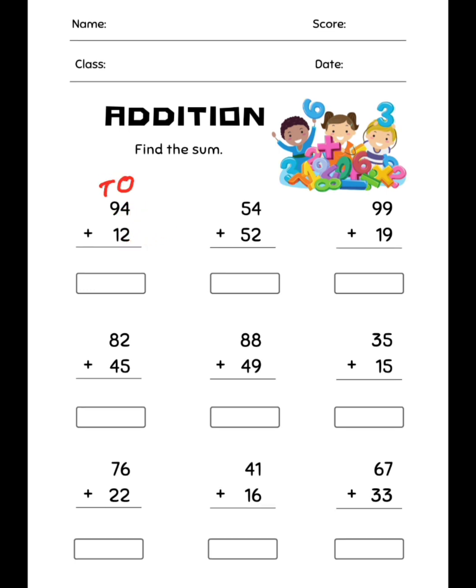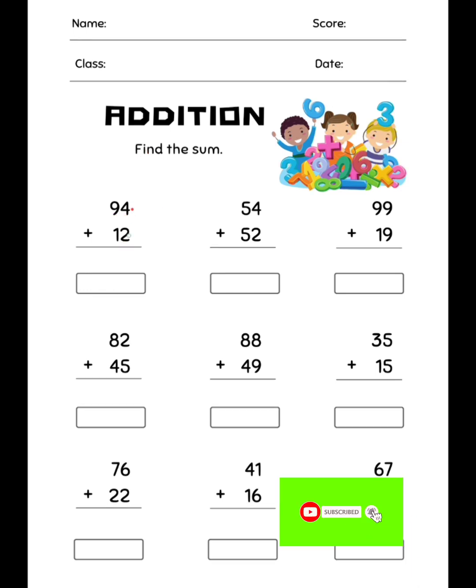When you find 2-digit numbers, we are going to start adding from the ones place. Where is the ones place? Here is the ones place. This is the tens and ones place. 9 is in the tens place and 4 is in the ones place. And here 1 is in the tens place and 2 is in the ones place.